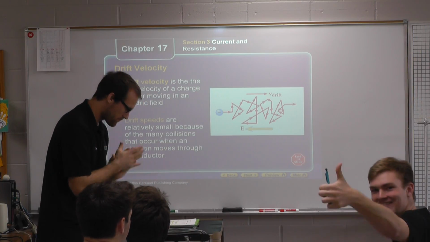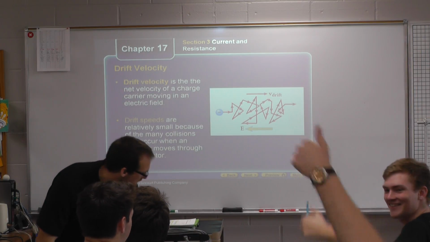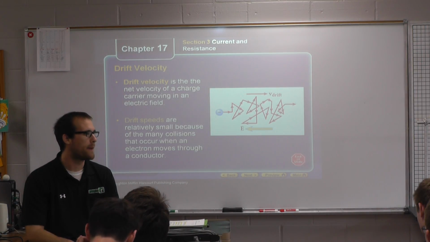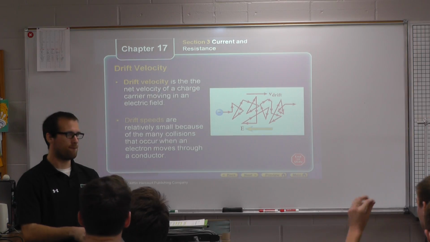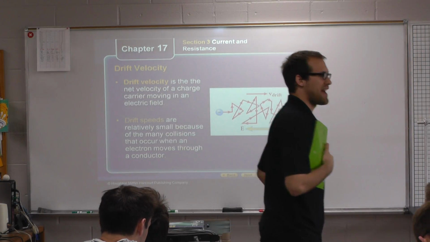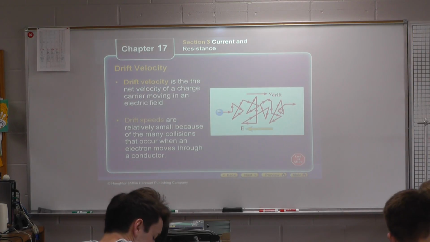Okay, here we go. We're going to continue talking about current and resistance today. What did we say current was yesterday? It's the rate at which electric charge passes through a given area. Okay, it's how fast electrons move through a certain area. Yeah. Okay, that's what current is.